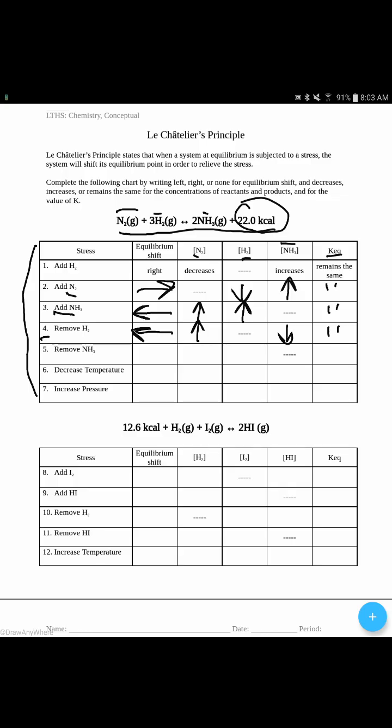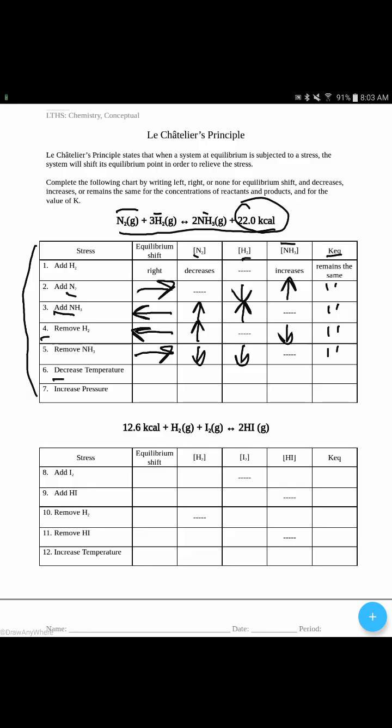Number 5, if we remove NH3. So we remove something on the right, so it will shift towards that removal. The products will decrease. And the KEQ, again, stays the same.